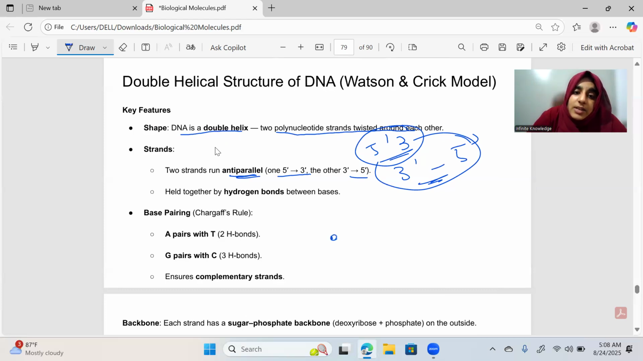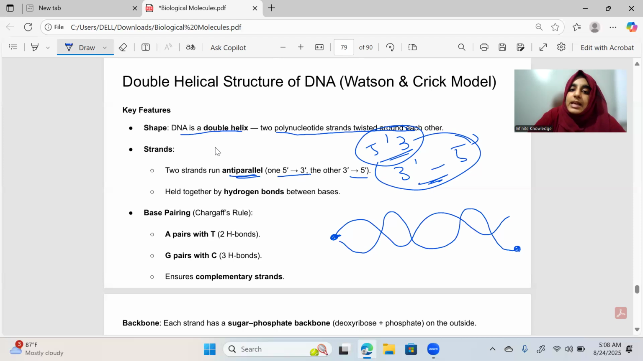Similarly, for example, this strand starts from here and this strand starts from here. Both of them are making like this. So one of them starts from 3 to 5, that is the leading strand, and the other one is the lagging strand, which you're going to study later. Held together by the hydrogen bonds in between bases. What are present between the bases? These are hydrogen bonds. Now adenine pairs with thymine and guanine pairs with cytosine.